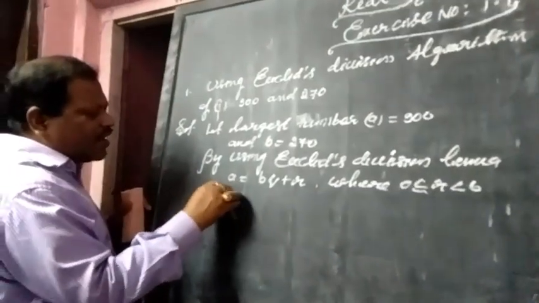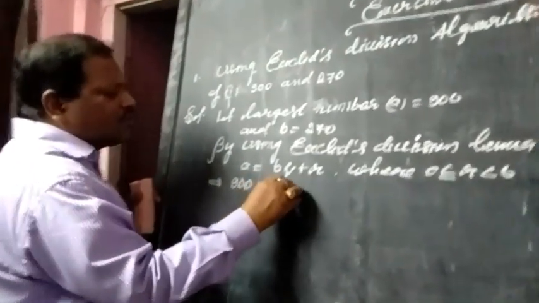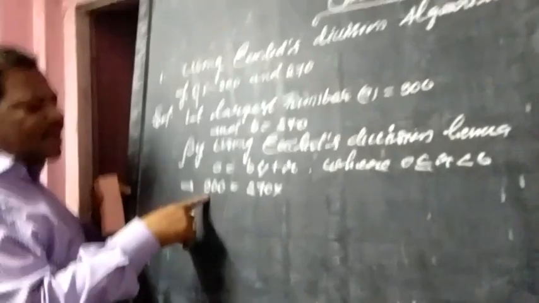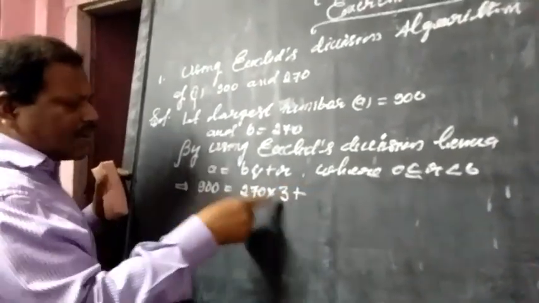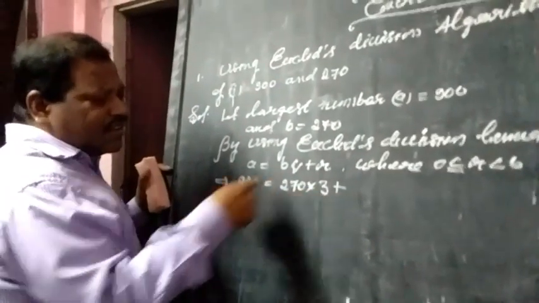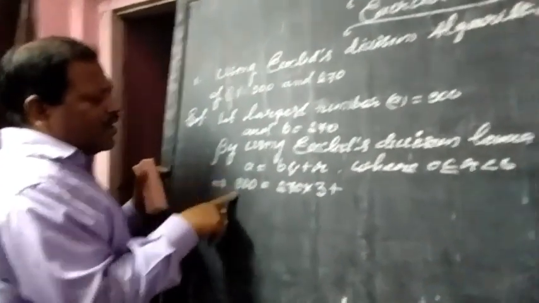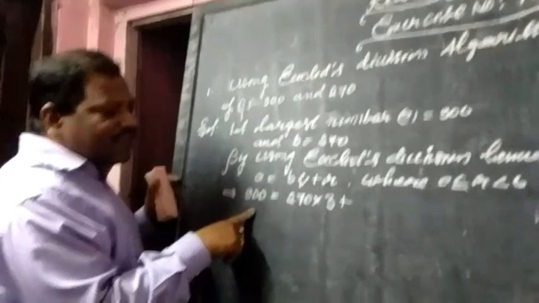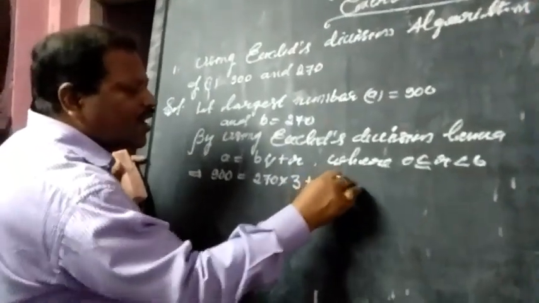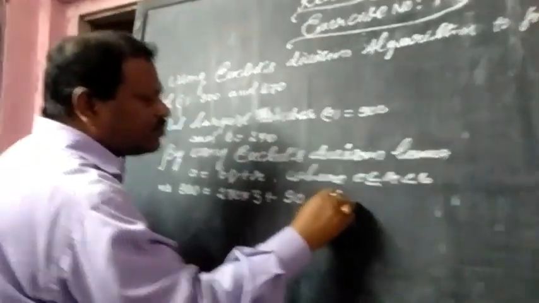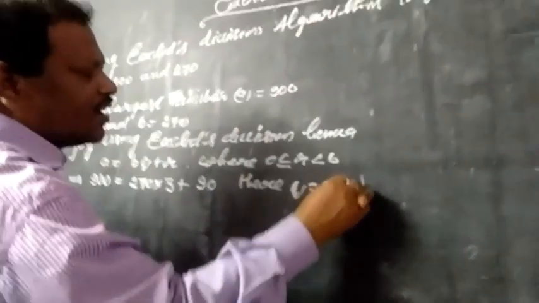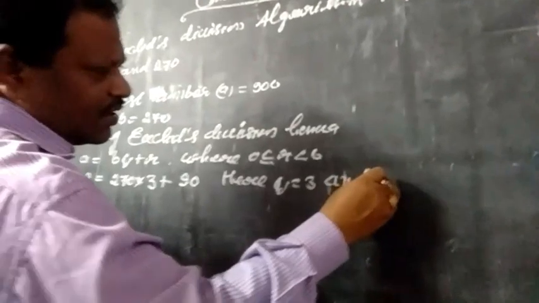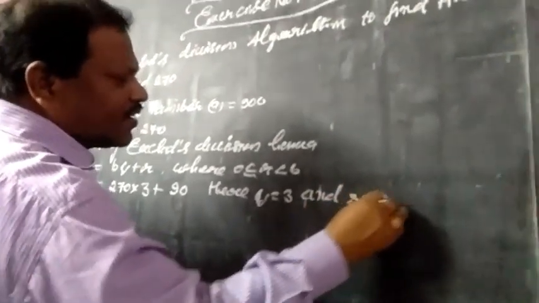A equal to 900 is equal to 270 into how many times? Exactly 3, plus what is the remainder? 270 threes are 810. 900 minus 810 is equal to how much? 90. So here Q is equal to 3 and R equal to 90. The remainder is 90.